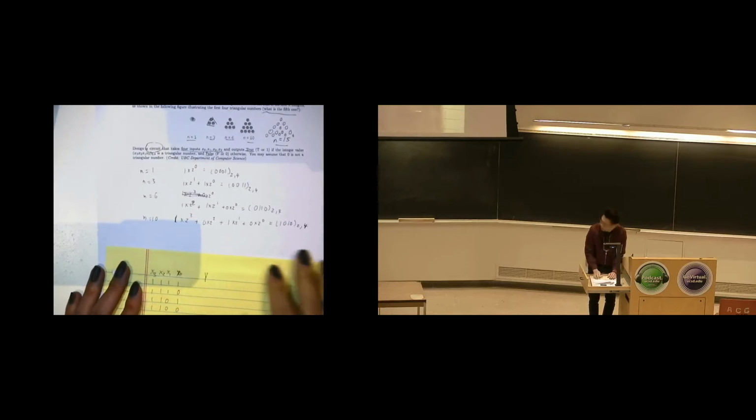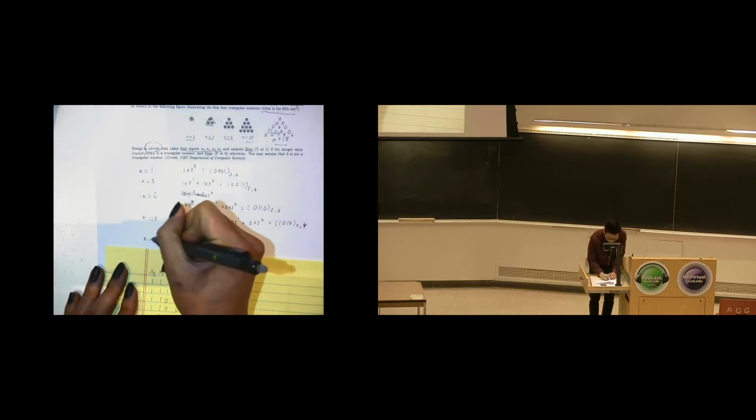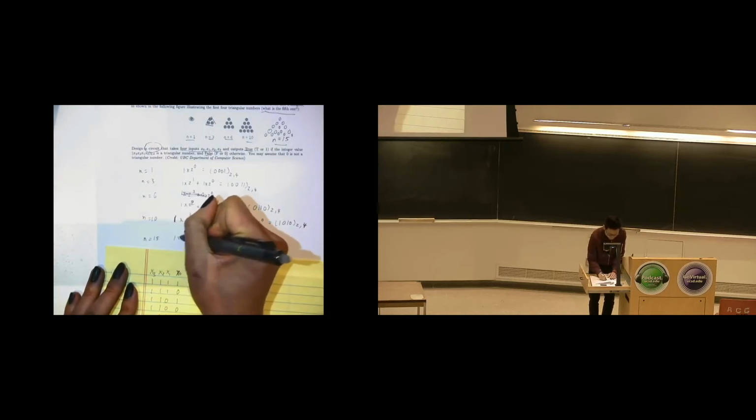Okay, let me know if I'm going too fast. Okay, this is a subscript, so, all right. Alrighty. So n equals 15, that is 1 times 2 to the 3 plus 1 times 2 to the 2 plus 1 times 2 to the 1 plus 1 times 2 to the 0. And then that is 1111 in base 2 over 4 bits. Okay? Alrighty.